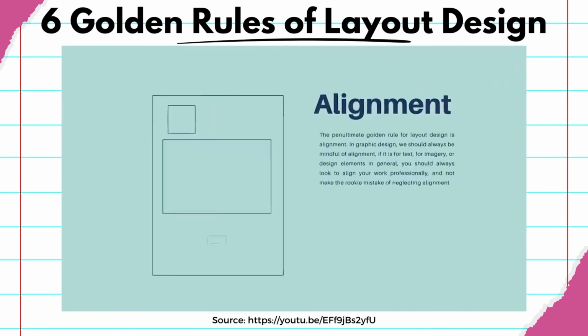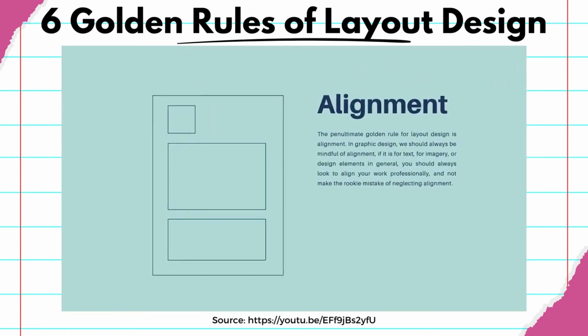Now, the penultimate golden rule for layout design is alignment. In graphic design, we should always be mindful of alignment. If it's for text, for imagery, or design elements in general, you should always look to align your work professionally and not make the rookie mistake of neglecting alignment.